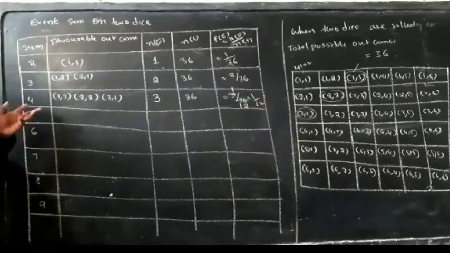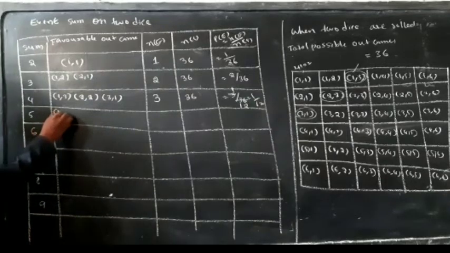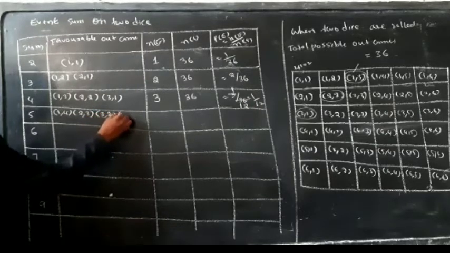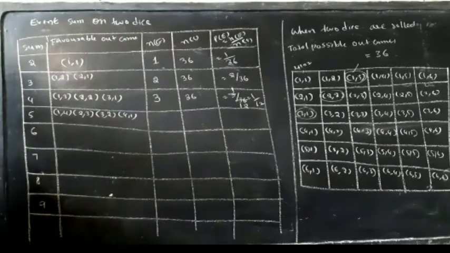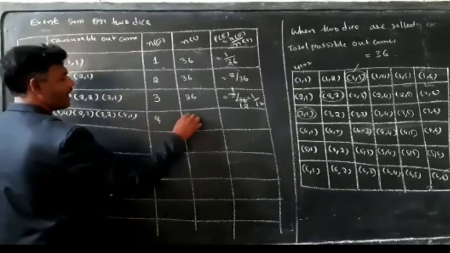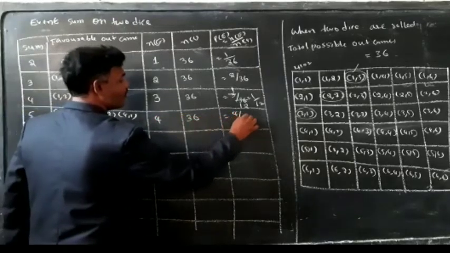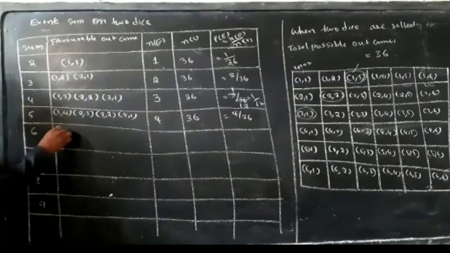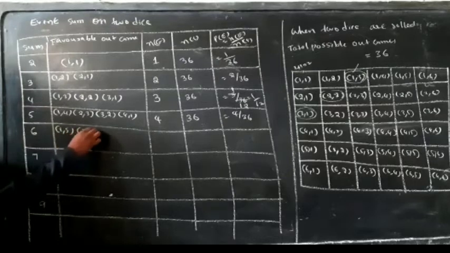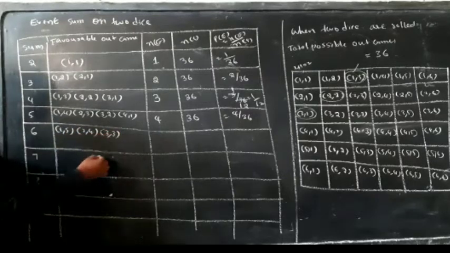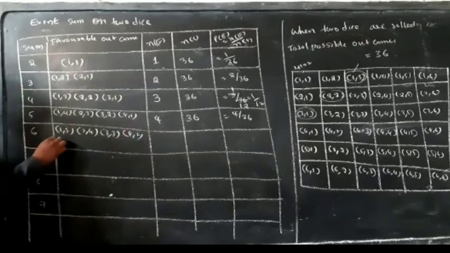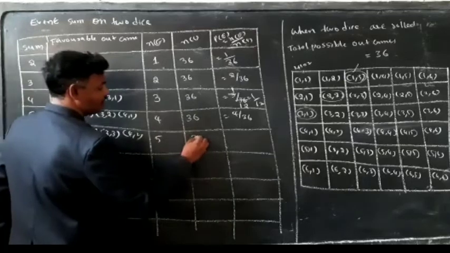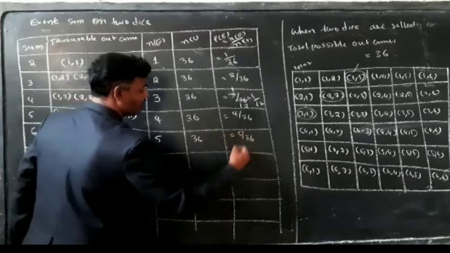Next, to get sum as 5. Sum as 5 means 1,4, 2,3, 3,2 and also 4,1. So there are 4 chances, out of 36, which is 4 by 36. Next, to get sum as 6: 1,5, 2,4, 3,3, 4,2, 5,1. So there are 5 chances, out of 36, which is 5 by 36.